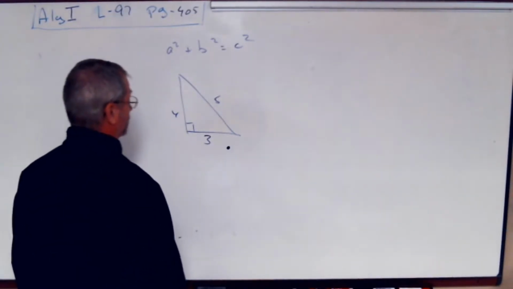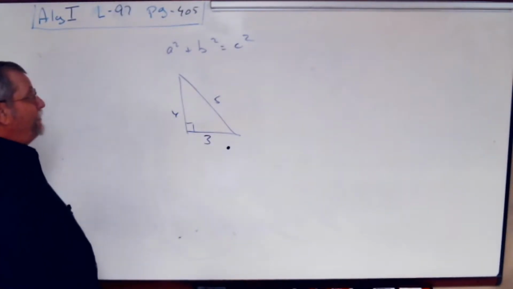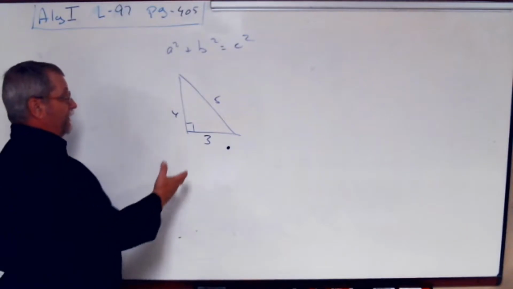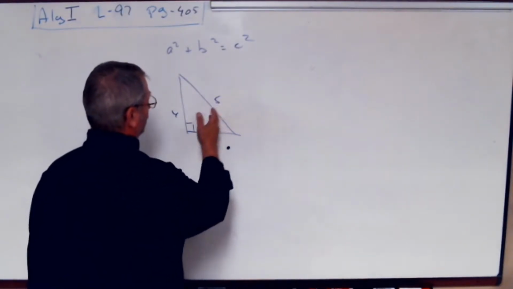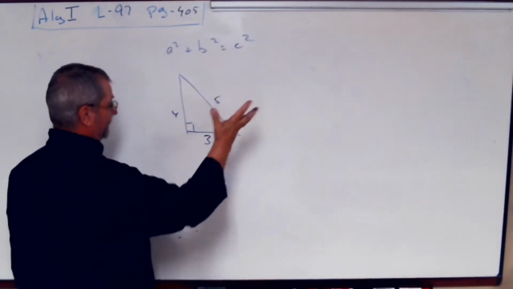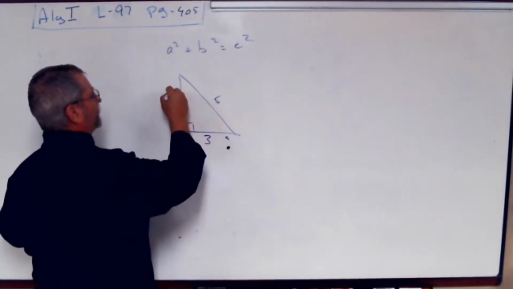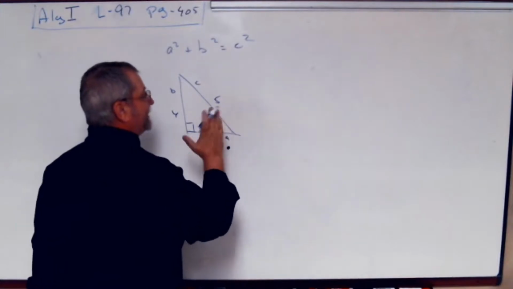A squared plus b squared equals c squared. This is to find the hypotenuse on a right triangle or to find a leg on a right triangle. This is a right triangle. These are the legs. This is the hypotenuse. The hypotenuse is always across from the 90. Okay? Technically, this is A, B, and C, but it doesn't matter.